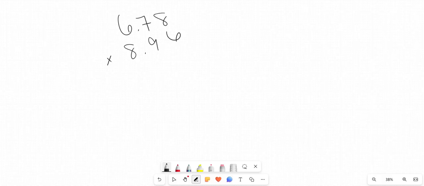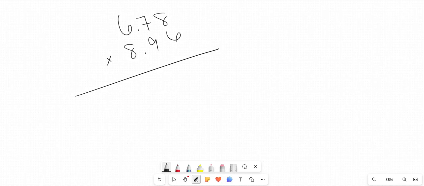The next problem, I'm going to be multiplying decimals with a whole number part, with a 3-digit times a 3-digit decimal with at least a 6, 7, 8, or 9. And I'm going to do 6.78 times 8.96. And we're just going to multiply the standard way.